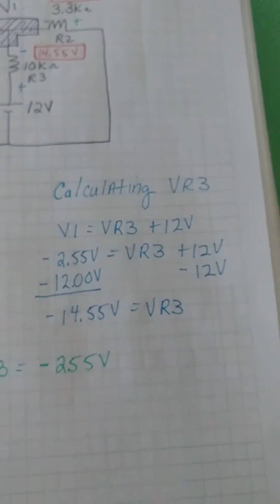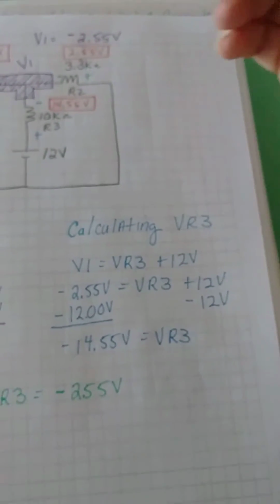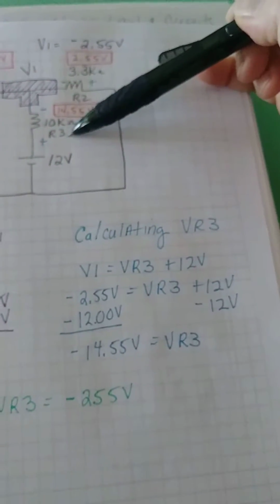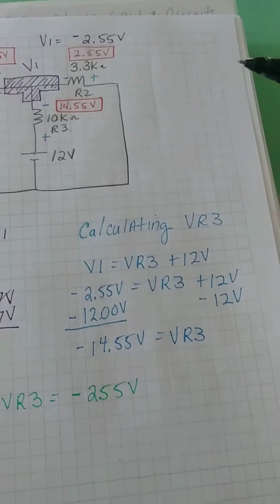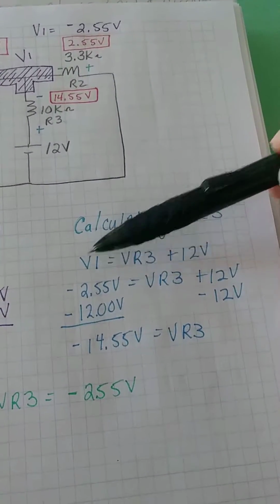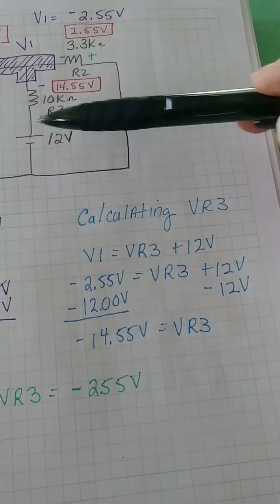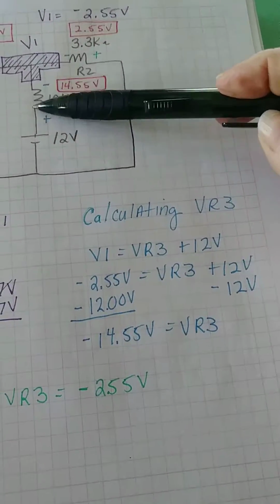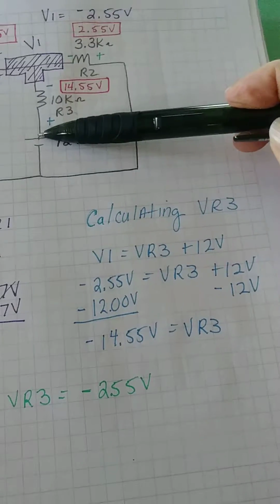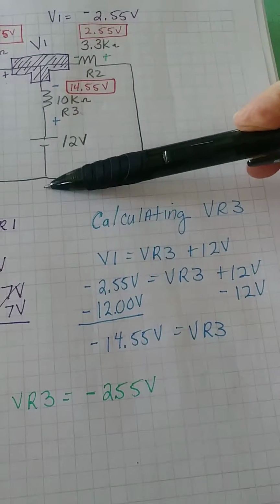The last one we're going to solve for is VR3. So we're looking at this resistor right here. We're going to use the same equation, V1 equals VR3 plus 12 volts. And why is it 12 volts? Because from the node down, we hit the positive side of that battery first, and then we get to the node.